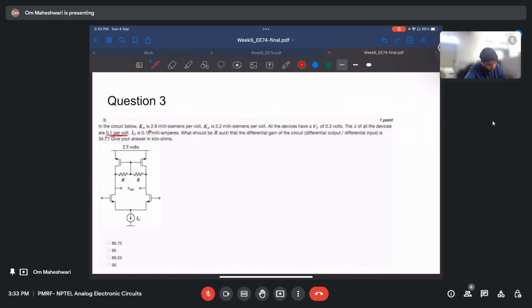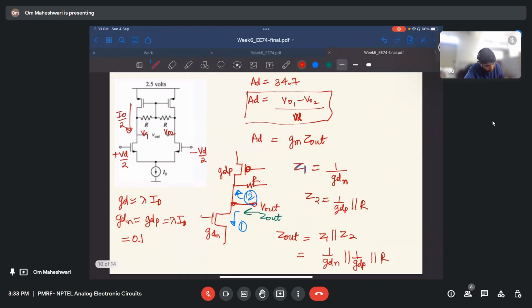Lambda is 0.1 per volt. ID, I naught is 0.16, so ID will be 0.08 milliampere. So 0.08 milliampere, GD.